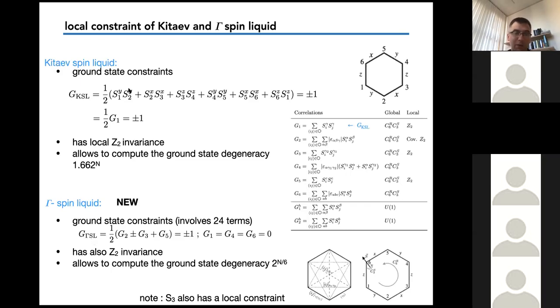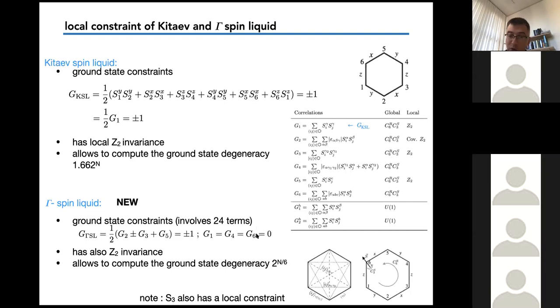Now, the constraint for the gamma spin liquid does not just involve the transformation you see here, which we have as a rank 2 correlation written as G1 in this table. There are other types of rank 2 correlations, G2 to G6, involving either nearest neighbors, next nearest neighbors, or diagonally across. And the gamma spin liquid is some combination of those, also summing to plus 1 or minus 1, so fully saturated, whereas the other G1, G4, G6 must be 0. Here for the Kitaev spin liquid, G1 is summing to 1, and all the other ones are 0.